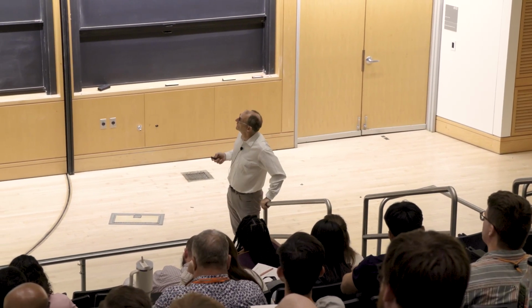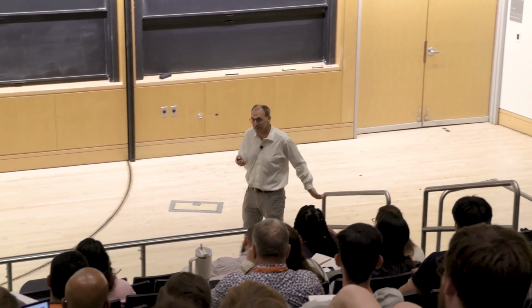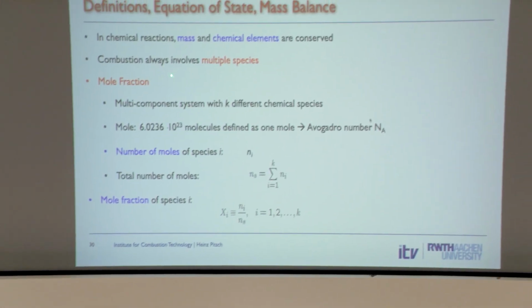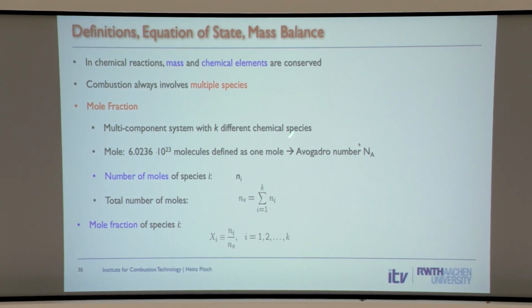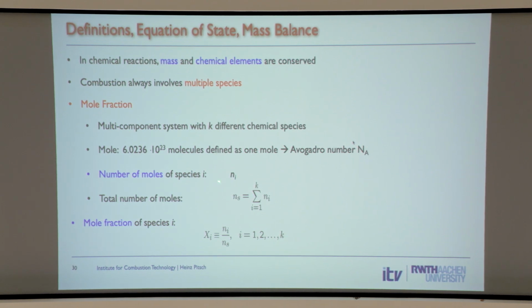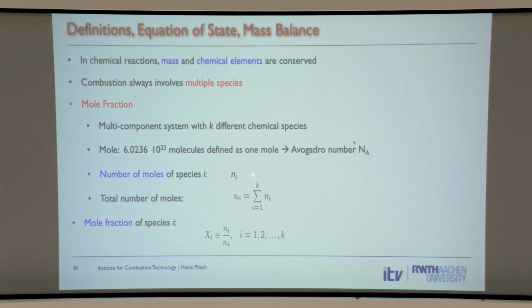I can go faster. I can also talk twice as fast if you want me to. But anyway, in combustion, very often we have many species, so we need to worry about many species, multi-component systems. First of all, we introduce the mole number, which is the number of moles in the system. Here we call this N.